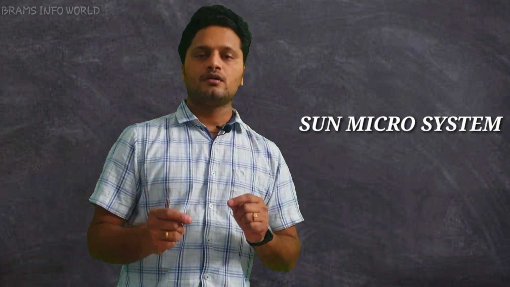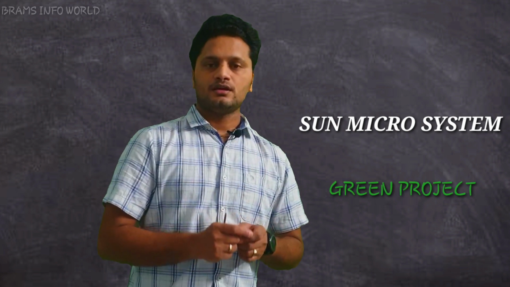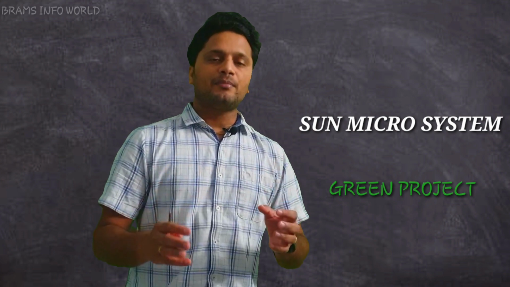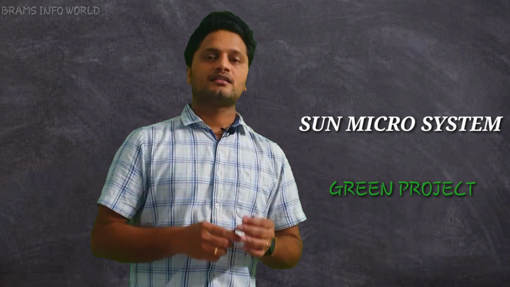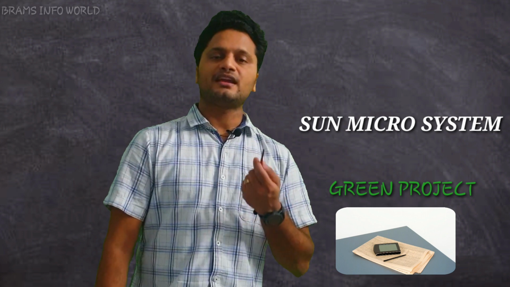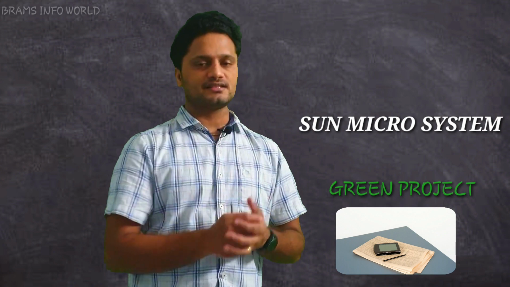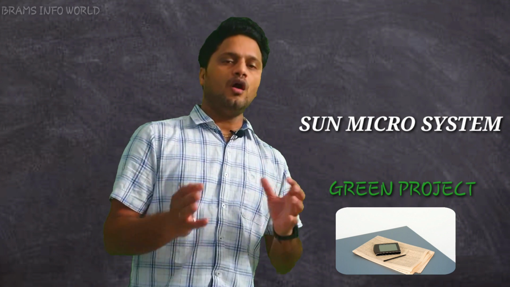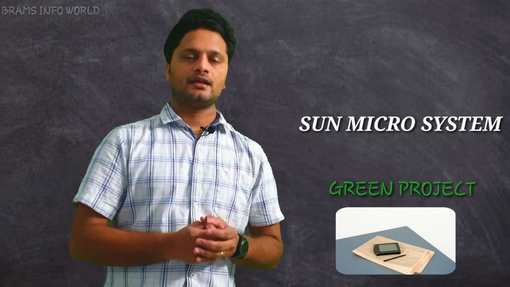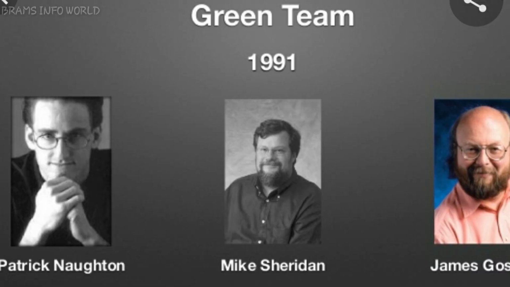company wanted to develop one project, and the project name is called the Green Project. The main aim of this Green Project is developing handheld devices. That means we can develop small handheld devices like remote controllers and consumer electronic devices. That is the main objective of this Green Project. In this project, James Gosling, Mike and Patrick, three team members, were assigned.